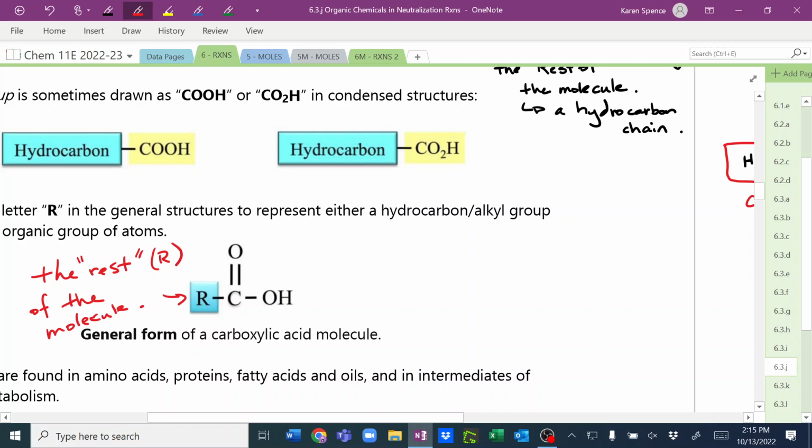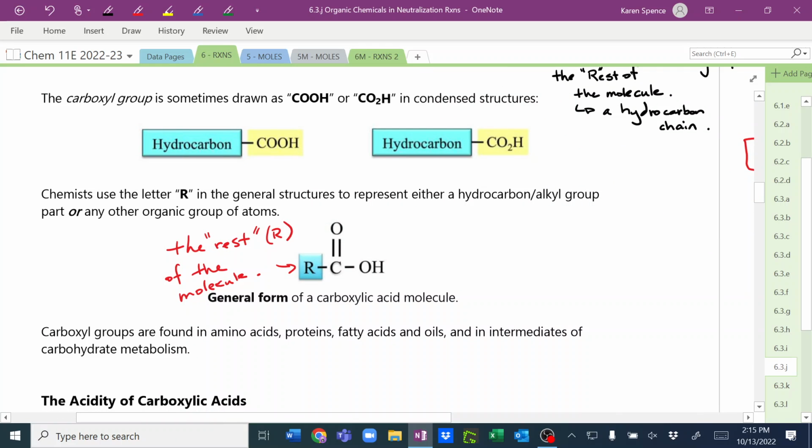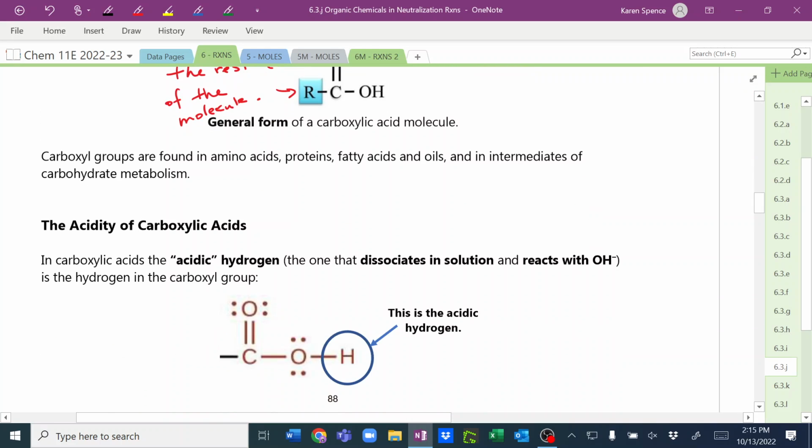And carboxylic acids are found in amino acids. They are found in proteins. They are found in fatty acids. And they are found in oils. And they are found in intermediates of carbohydrate metabolism. Do you need to know any of that? No, not for this course. You just be like, okay, that's nice.